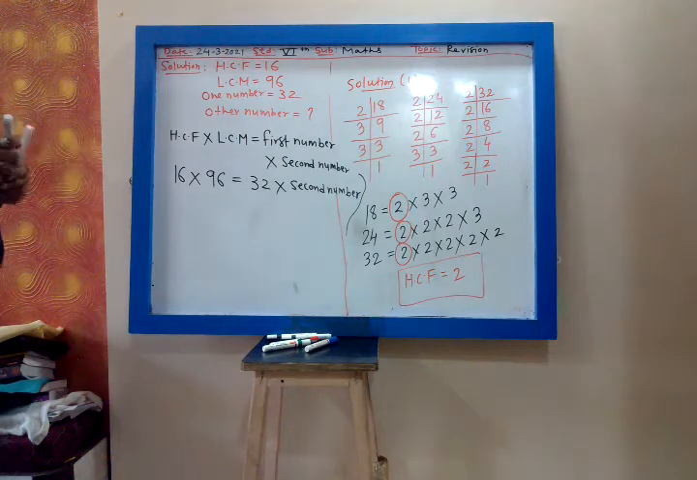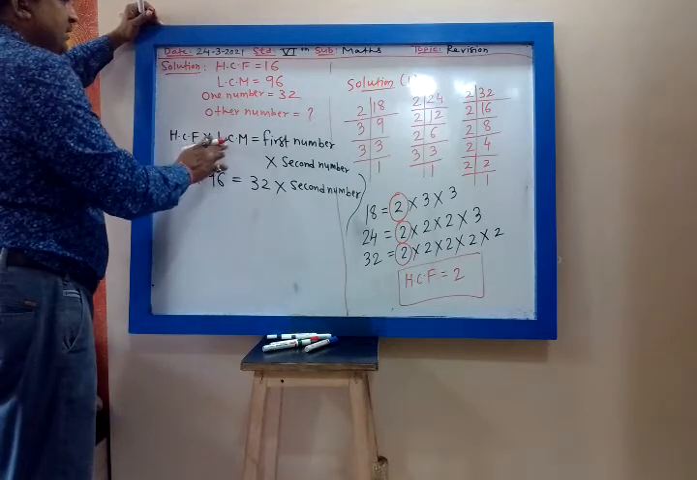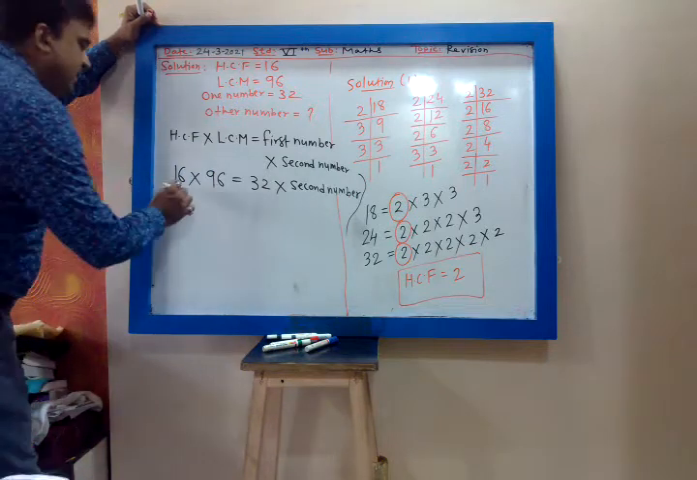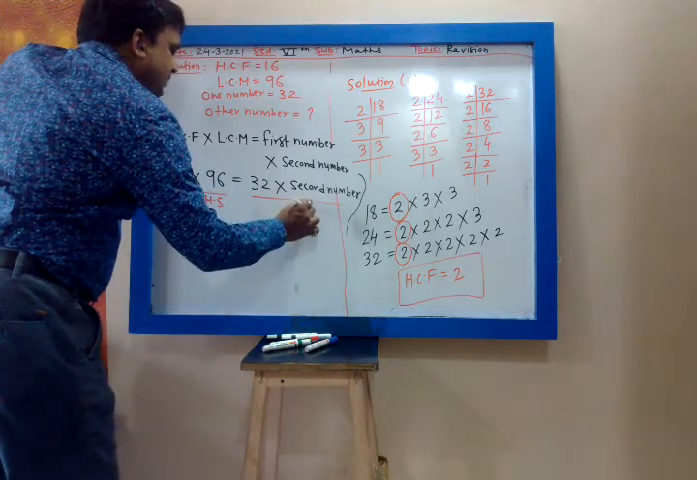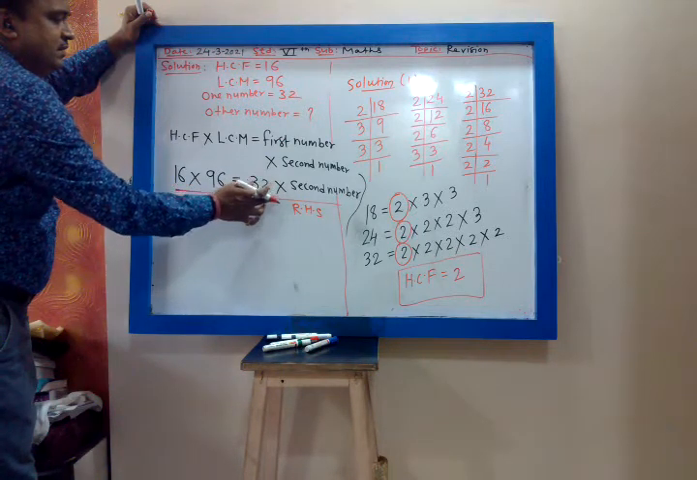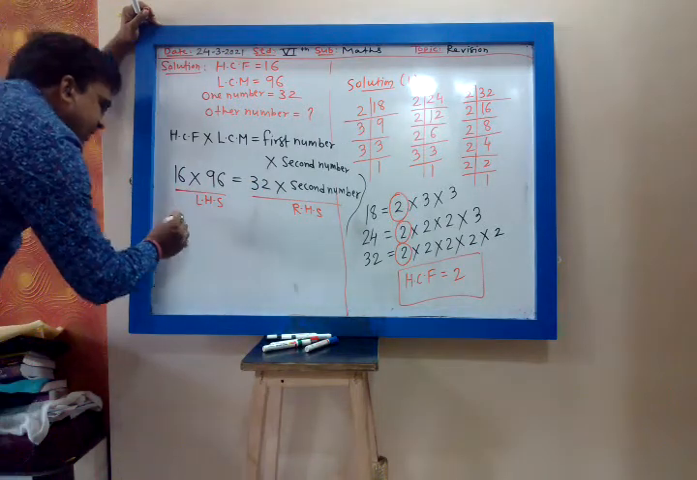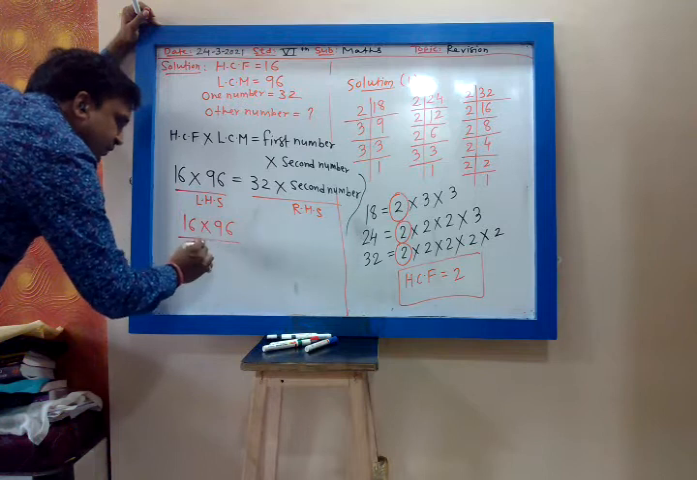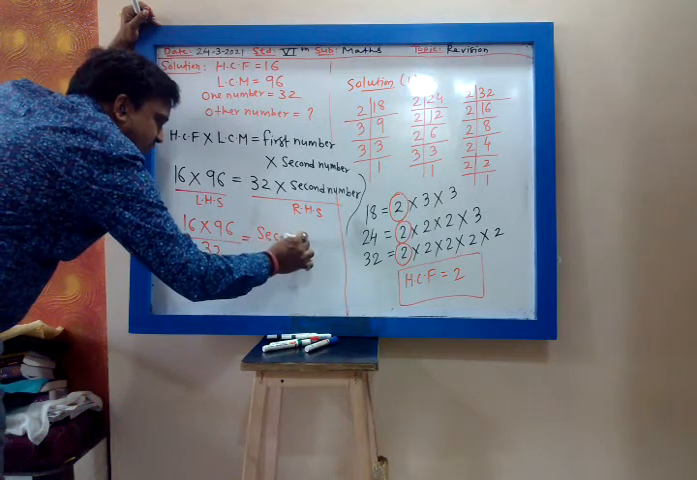Now we apply the rule: HCF into LCM is equal to first number into second number. This is my left hand side and this is my right hand side. On the right hand side 32 is in multiplication. So when I take 32 to the left side, it will go in the division. So that becomes 16 into 96 divided by 32, is equal to the second number.